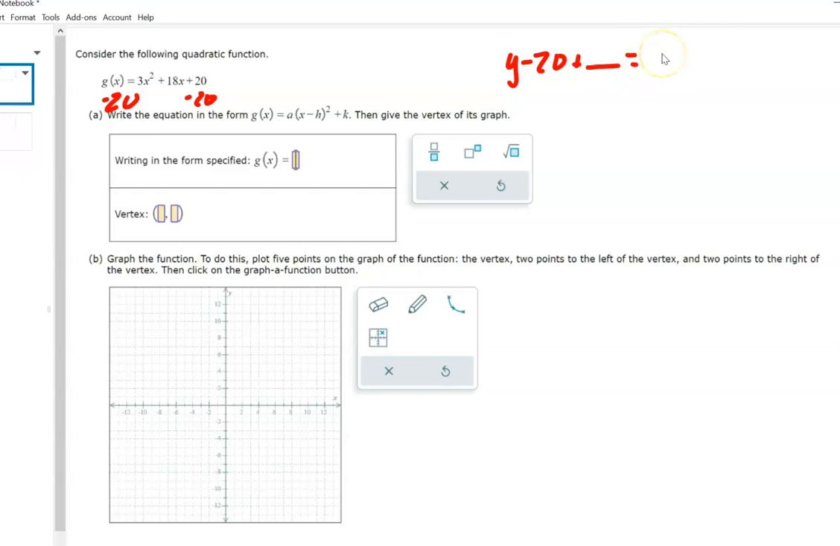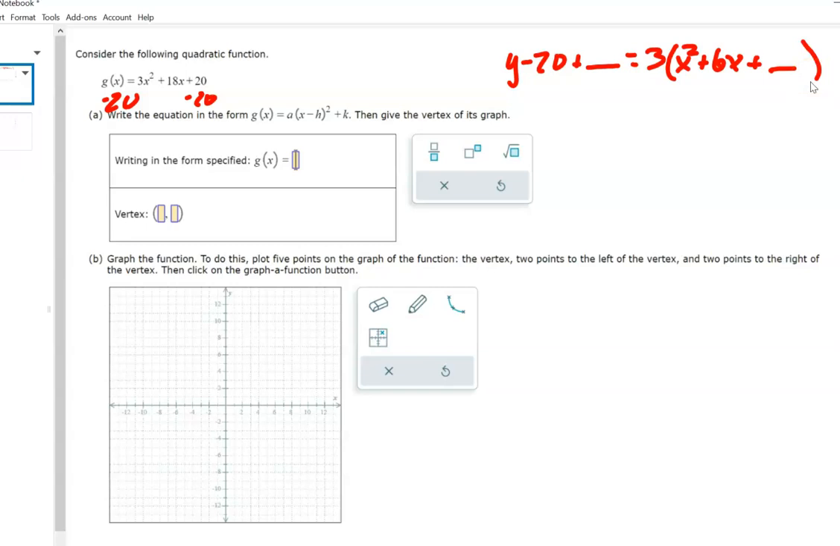equals, and then on the other side, I'm taking this 3x squared plus 18x, and I'm going to factor out a 3. That's going to leave us with x squared, and then 18 divided by 3 is 6. So I have 6x plus blank. Now that 3 is going to be my a in my formula.